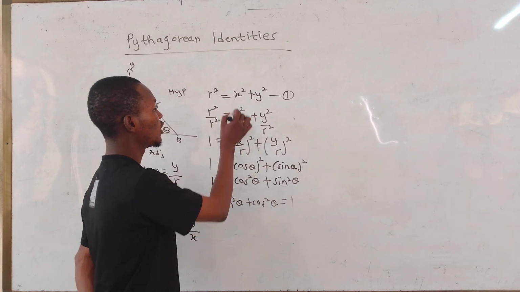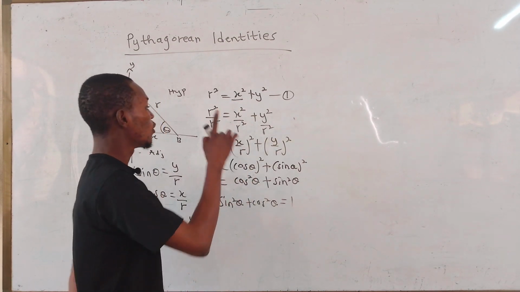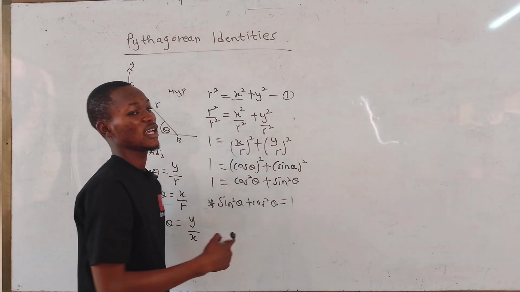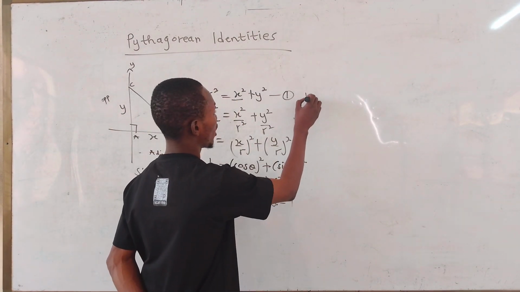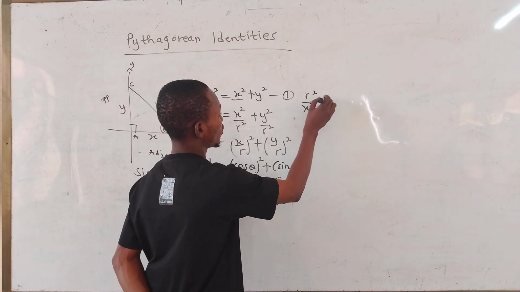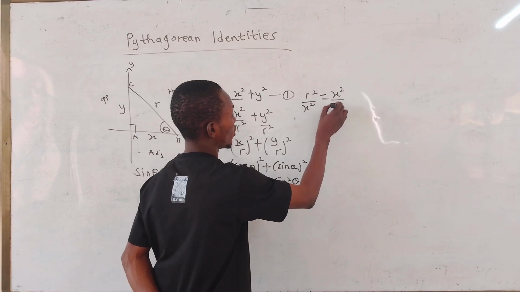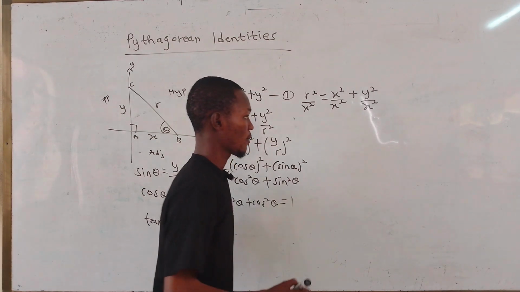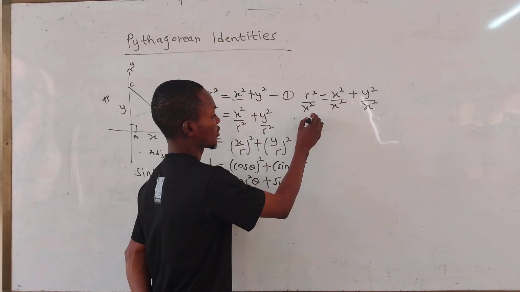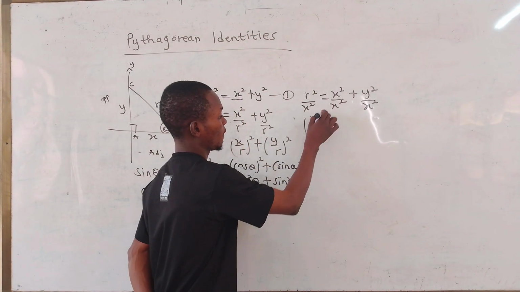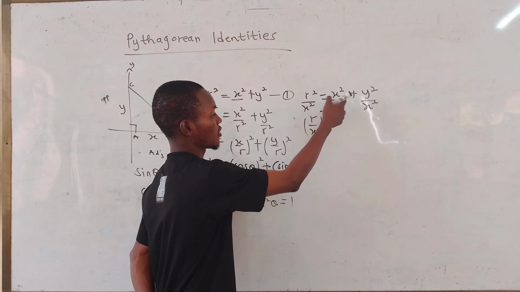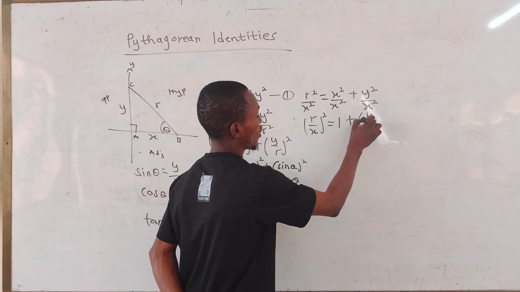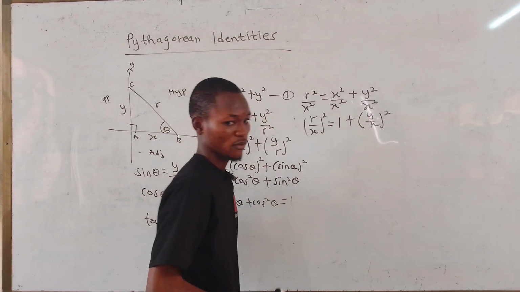Now in this case, we are going to divide through by x squared. With the first one, we divided through by r squared. So in this case, we are going to divide through by x squared. That means we are going to have r squared on x squared, which is equal to x squared on x squared plus y squared on x squared. Now clearly, I can write this as r on x all squared, which is equal to, x squared cancels x squared, so 1 plus, this can be written as y on x all squared.